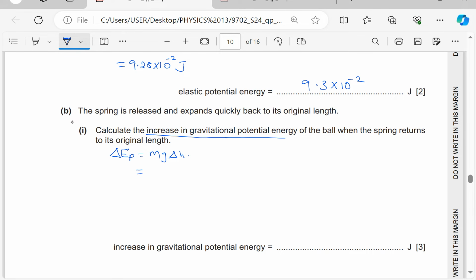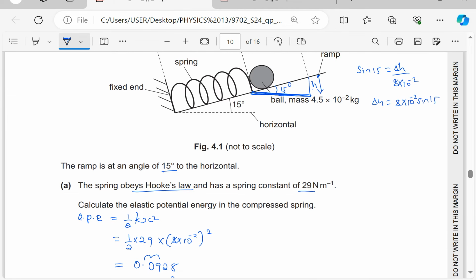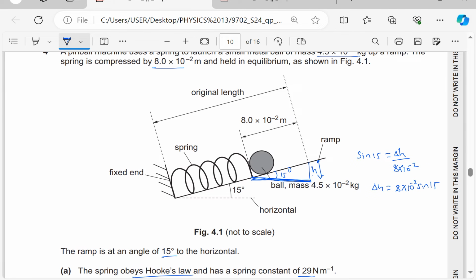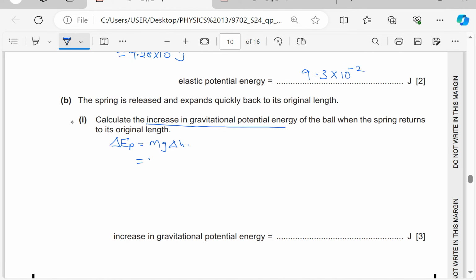So I'll just now substitute the mass. What is the mass of the ball? The ball is 4.5 times 10 to the power of negative 2 kilograms. 4.5 times 10 to the power of minus 2 kilograms, that is the mass, times g, 9.81, times h. We have already seen that h is 8 times 10 to the power of minus 2 sine of 15. So this is h.